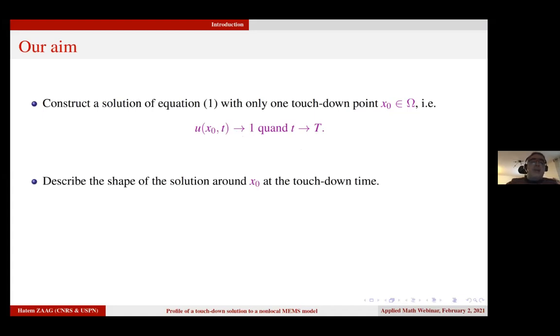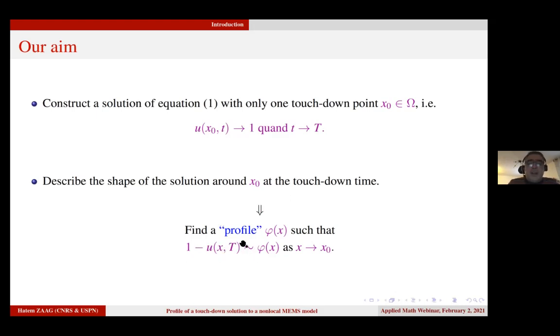And I will try also to describe the shape of the solution around x0. And this is what we call, in fact, the profile phi of x. So you know 1 minus u(x,t), when T capital is the limit, in fact, of the membrane. This limit will be equal to 0 at x0, and outside x0 it will not be 0 because x0 will be the only touchdown point.